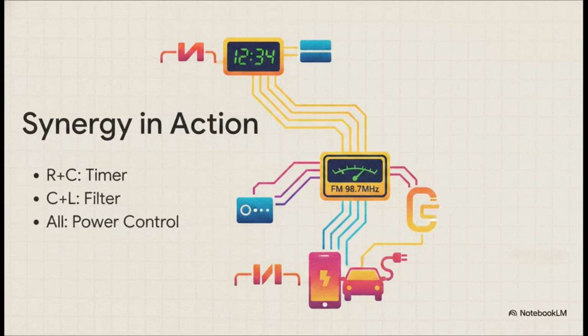But when you start combining these distinct behaviors, man, that is where the real magic of modern electronics happens. Put a resistor and a capacitor together, and you build a timing circuit exactly like the ones they used in old digital clocks. Combine a capacitor and an inductor, and you create a filter that can pluck one single radio station out of thousands of invisible frequencies in the air. Combine all three together, you get the incredibly precise power control systems that run every smartphone charger, Wi-Fi router, and electric car on the road today.